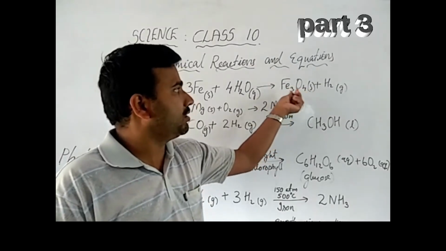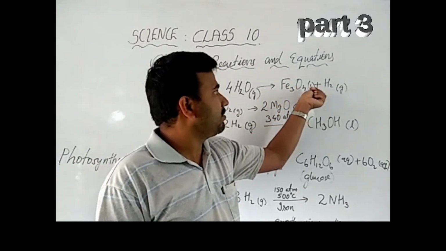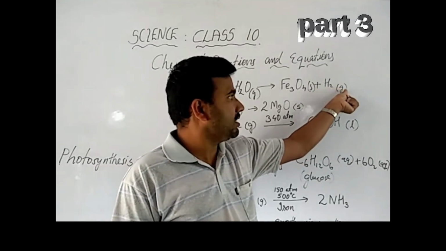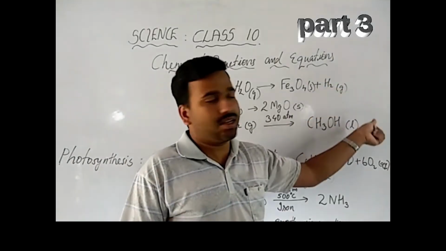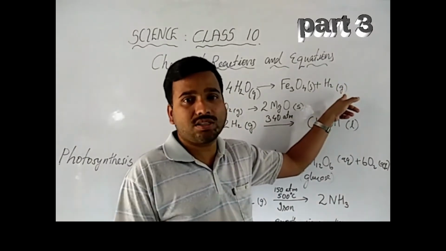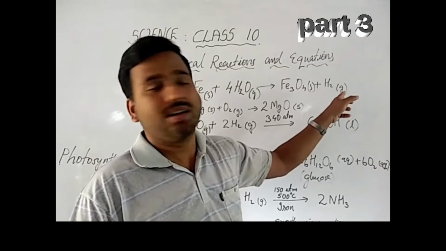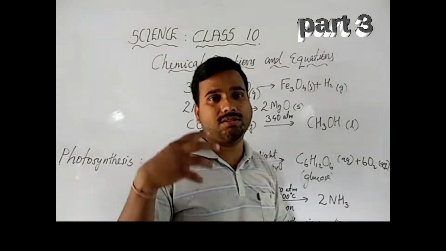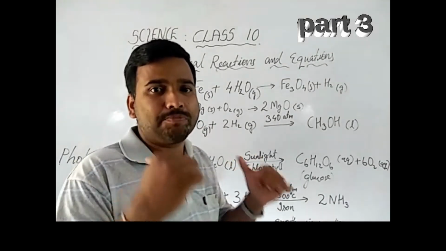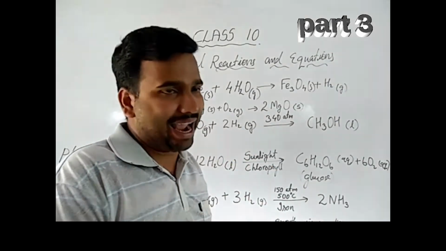So Fe3O4, the product, is in solid state, and hydrogen gas is released in the form of gas. So that's what we are representing with these symbols of the physical state in which these reactants or products are present or taking part in a chemical reaction.